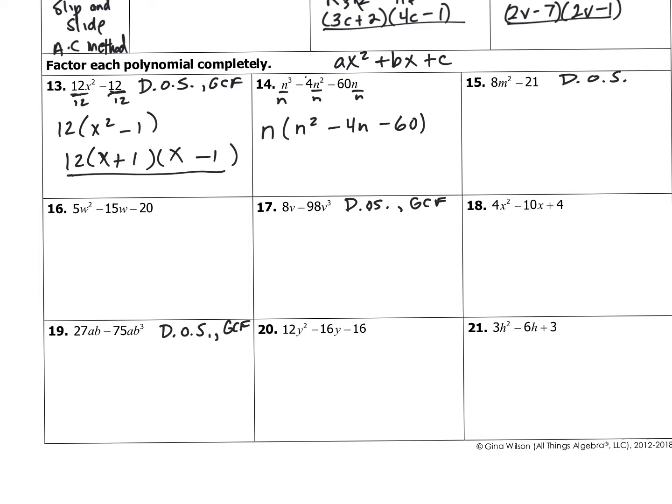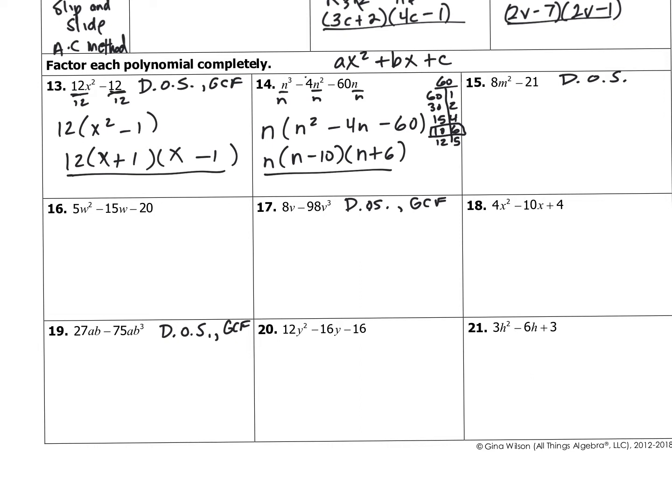And what I have left inside the parentheses here is a trinomial with a equals 1. So I need to see what factors of 60 will add up to equal 4. 60 and 1, 30 and 2, 15 and 4, and 10 and 6. Actually, 12 and 5 was one also. 10 and 6 are what I need, though, because that will give me 4. So I need n minus 10 because 4 is negative, and n plus 6. And that is my answer.